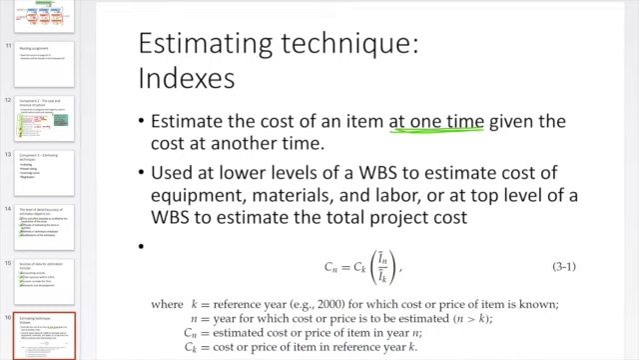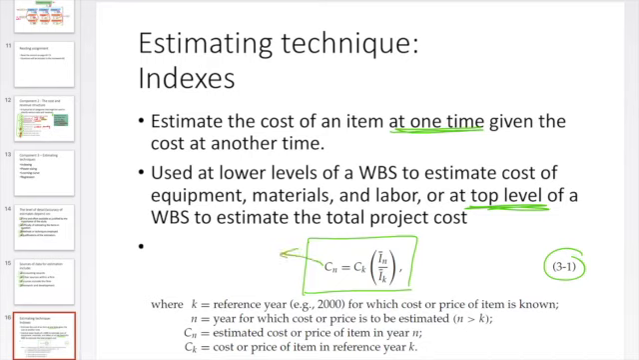This method can be used at lower levels of the WBS, which means the cost of the very detailed components, or you can use it at the top level of a WBS to estimate the total project cost. So this method is very flexible. It can be used for detailed components. It can be used for the total project. Okay? And here is the formula.